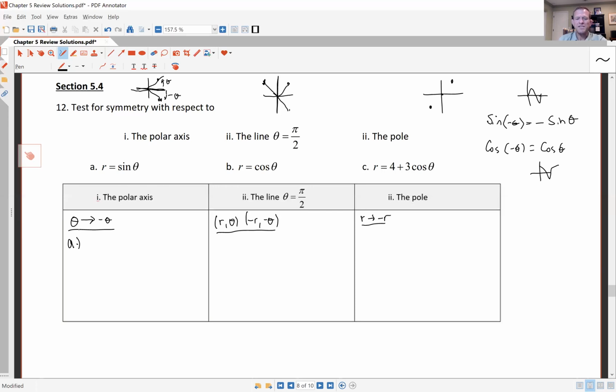So in testing for symmetry about the polar axis for r equals sine theta, we change theta to negative theta. And then with sines, the negative comes out in front of it, and it's no longer the same as what we started with. So we have to say that it may or may not have symmetry about the polar axis.